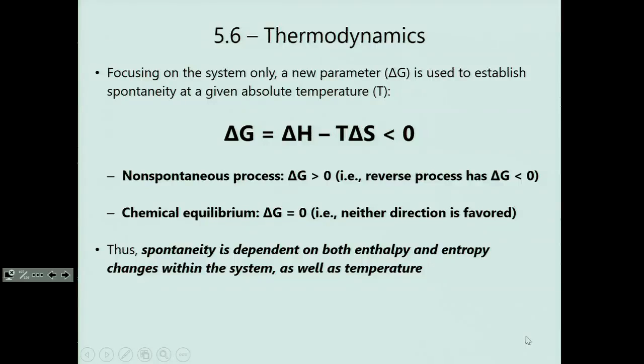So let's recap where we left off last time, which was developing and presenting the criteria for spontaneity. Different processes have different occurrences happening within them. Some of those changes involve heat changes and exchanges, which is what the change in enthalpy measures.